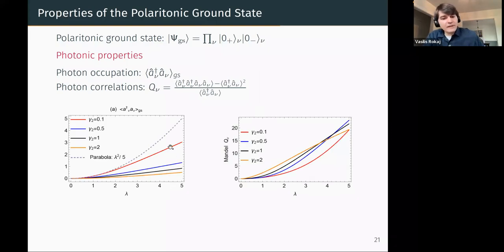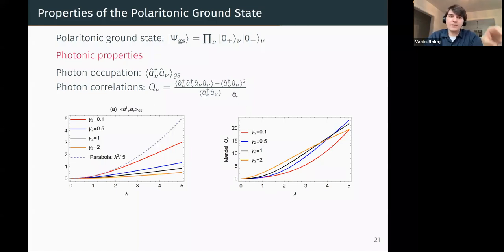And here on the left-hand side, we see the photon population as a function of the coupling parameter lambda. And we see here that by putting more and more charges, more and more particles in the system, the photon population increases. This is also something that showed up in the electron gas. But most interestingly, we see that the Mandel Q parameter, so the photon correlations, increase and go above zero as we increase the light-matter coupling.